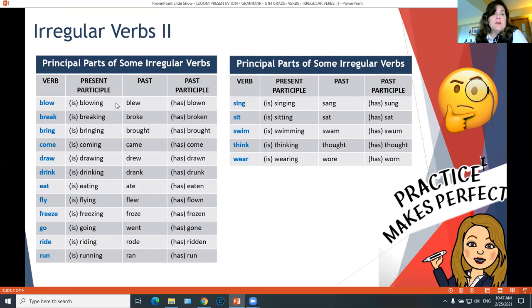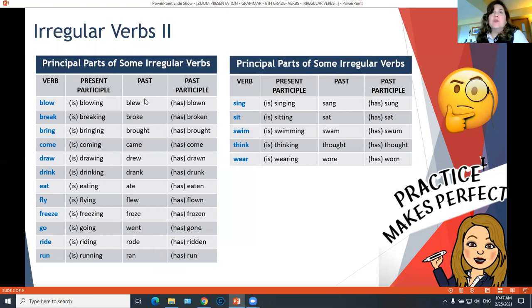The present participle is blowing. Remember, we use the verb to be as a helping verb here when we create the present participle, and we add ing at the end of the base word. Then we have the past, blew. As you see, it changes the spelling. That's the thing with irregular verbs.